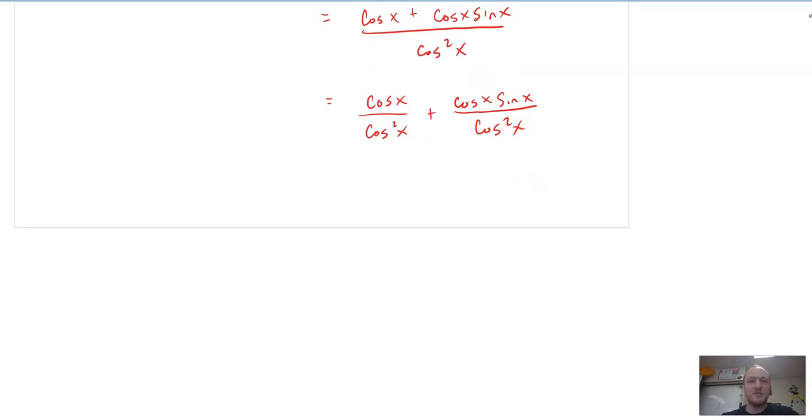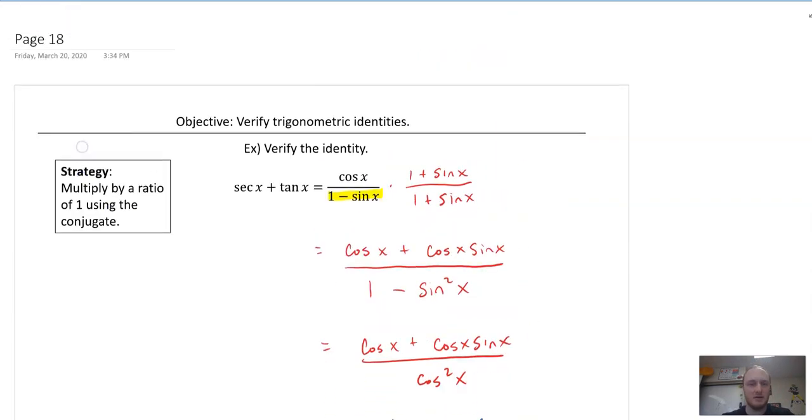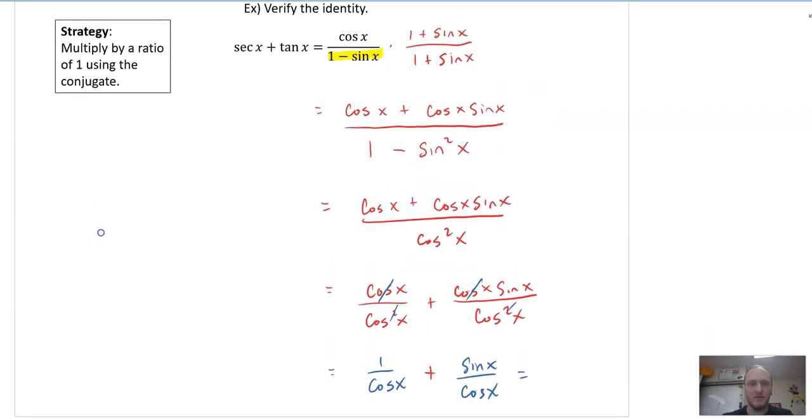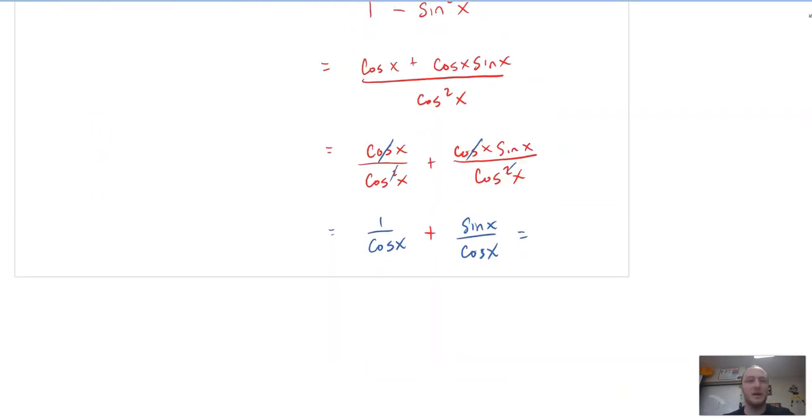So we're doing this because I hope you see some cancellations, right? This ends up being 1 over cosine of x, okay, plus up here we end up losing a cosine x, so then we have sine of x over cosine of x, which equals, I know what I see, I don't know what you see, and that's what we want to verify, secant x plus tan x, right? I know that 1 over cosine x is secant of x.